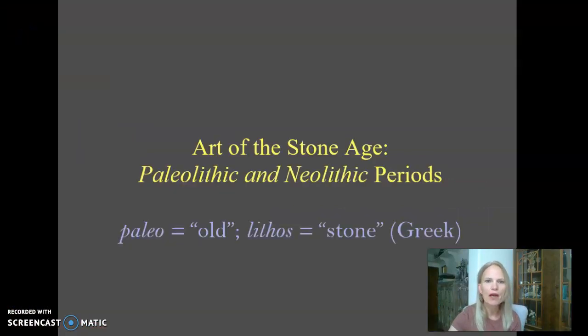So bringing up the PowerPoint here, I wanted to introduce our unit, The Art of the Stone Age. You can look at it as an earlier time and a later time. So the earliest period is the Paleolithic period, followed by the Neolithic period. Paleo means old, lithos means stone. Those are Greek terms of linguistic origin, referring to this time in very, very ancient history. So we're going to begin with Paleolithic art, for the purposes of this course.